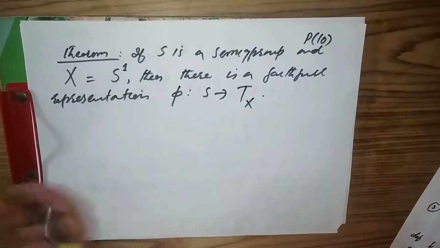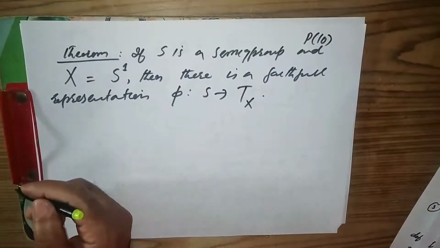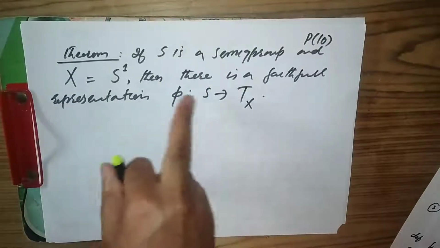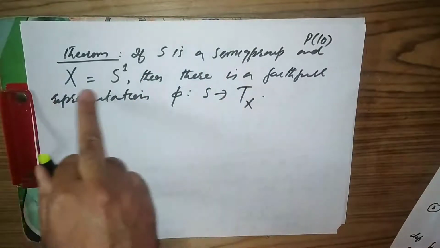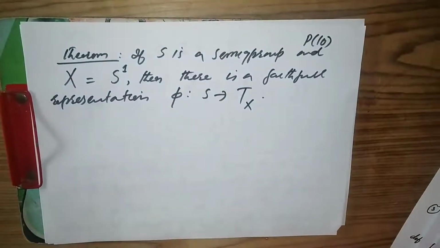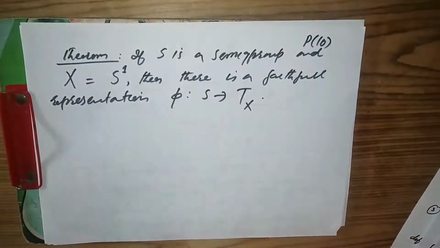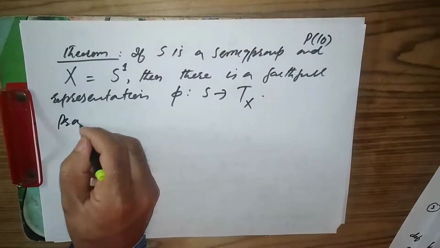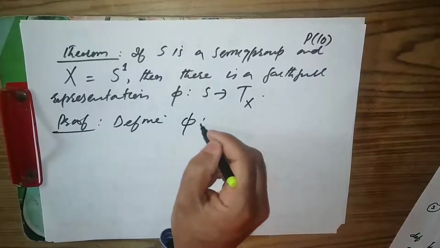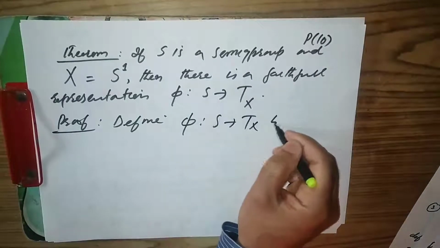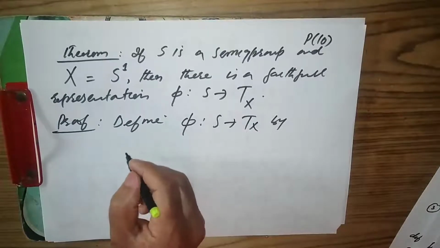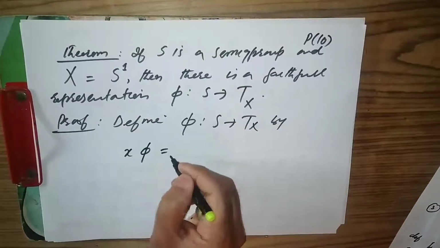Okay, so let's define this representation here. Every semigroup S can be represented by maps actually. For any semigroup S, we can choose X equal to S1. Then we define a map from S to Tx, which is a morphism and 1-1. Proof. Let's define this map.